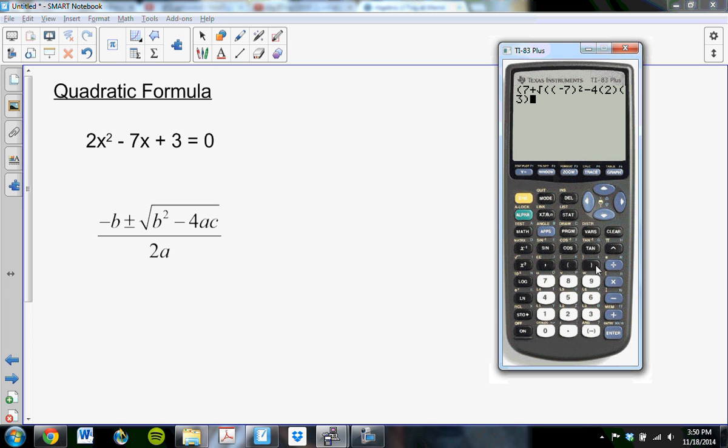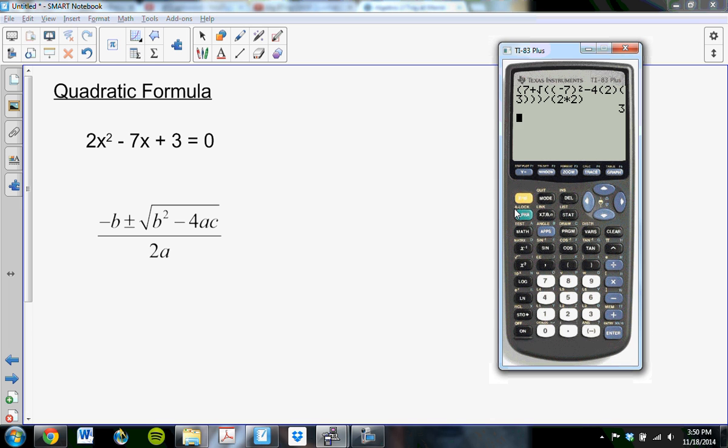Now I'm going to need 1, 2, 3 closed parentheses because I have 1, 2, 3, 4, 5 open parentheses. So I have to have 5 closed parentheses. There's 1, 2, 3, 4, 5. Divide that by 2a, which is going to be 2 times 2. That also has to be in parentheses. You can't forget those parentheses. Most people do. Press enter.